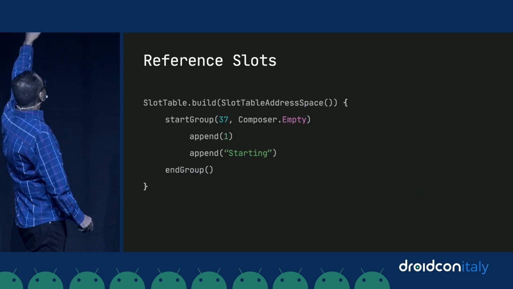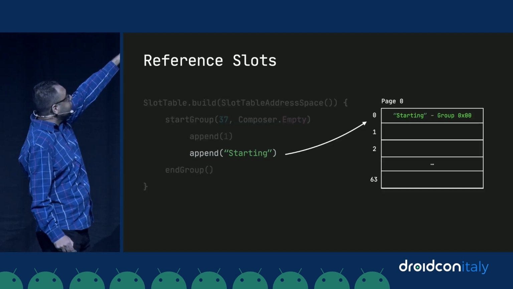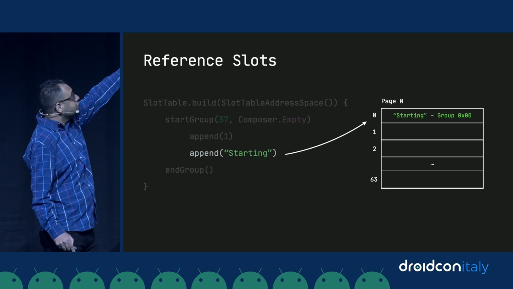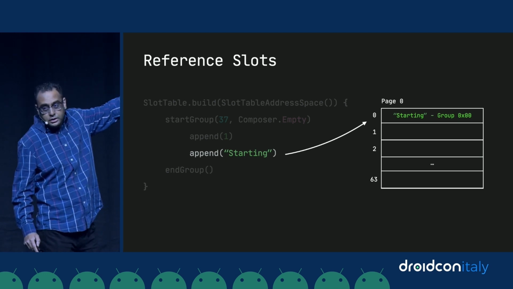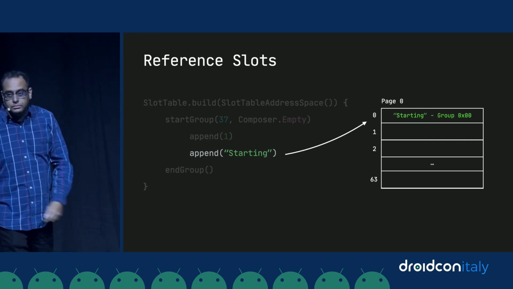And what it's going to do is you could store it like this, starting like that. It's going to go into this slot table, and it's going to store it, and it's going to specify what group that is for. That's how information is stored for your composable functions underneath the hood.